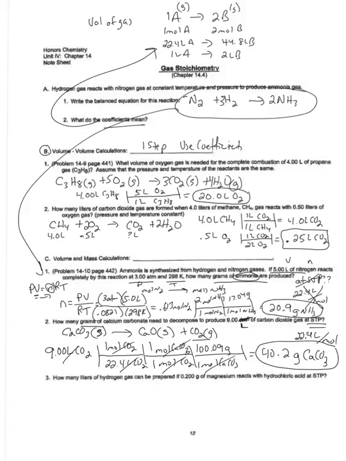All right, last problem. How many liters of hydrogen gas can be prepared from 0.2 grams magnesium reacts with hydrochloric acid, STP? Again, we're at STP, so we can use the molar volume. So this is much like problem 2, but now we're going from the mass of the solid to the volume of the gas. So this literally is problem 2, but now done backwards.